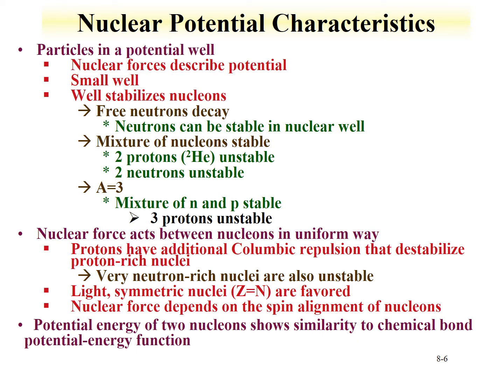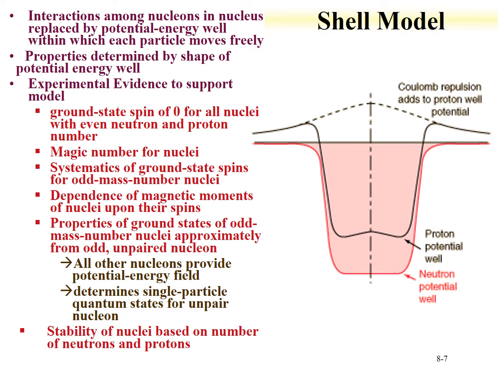So at low A isotopes, these light isotopes, symmetry is favored, where the number of neutrons is approximately equal to the number of protons. As we go higher, this isn't true. In some respects, the potential energy of two nucleons that can be unified in this potential is similar to some chemical bond potential energy functions. So that can actually be used as a model to help describe the behavior of nucleons in a potential well. These concepts and ideas that we've just discussed can actually be applied to the shell model.